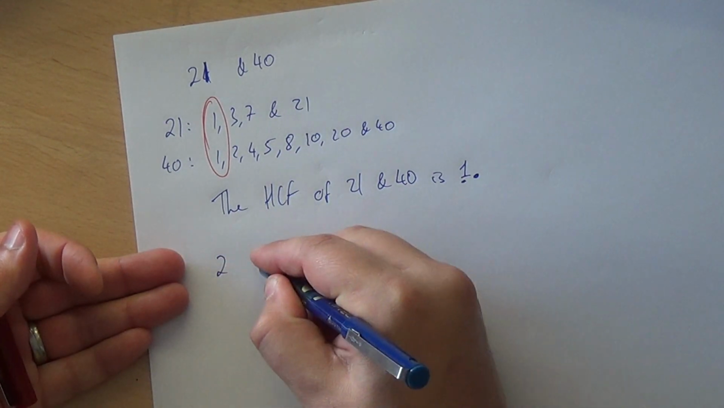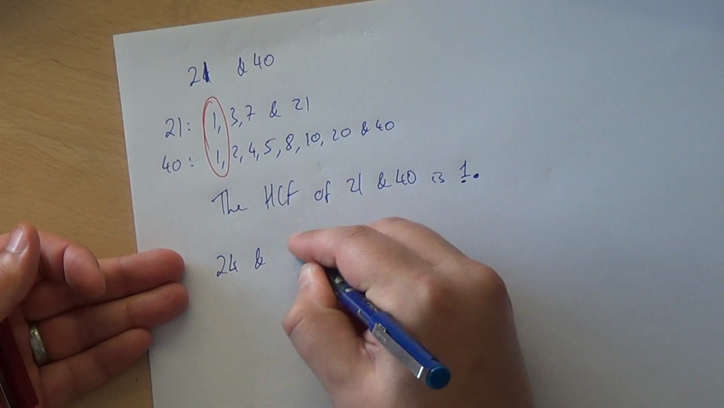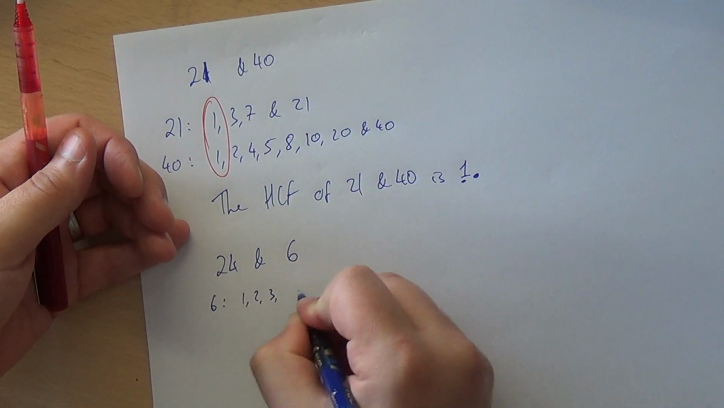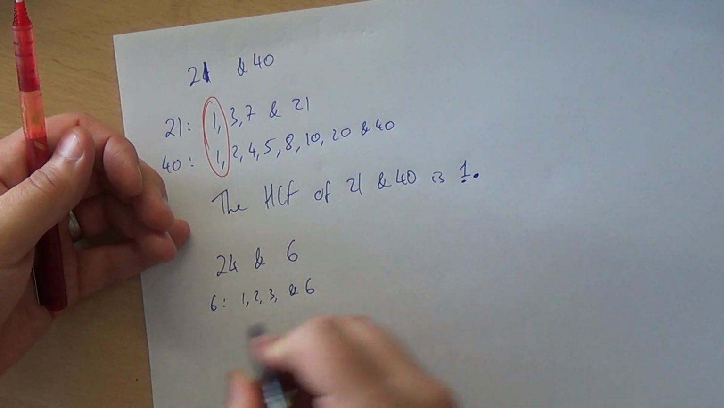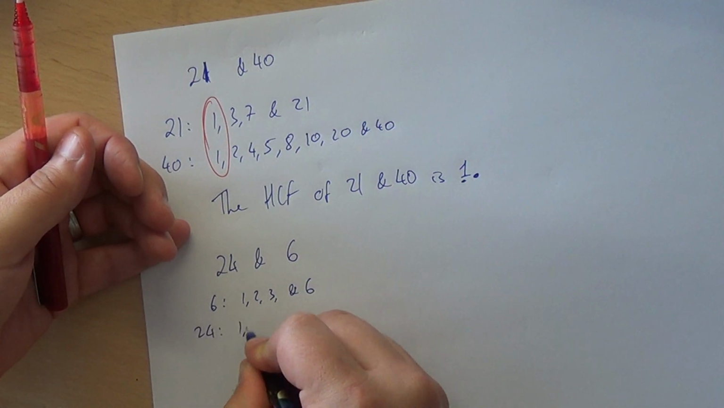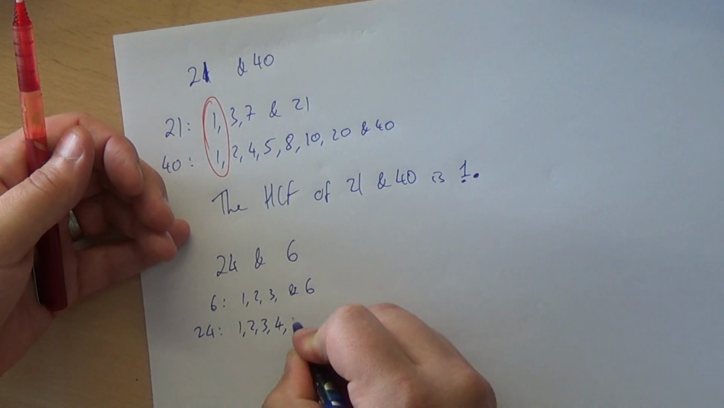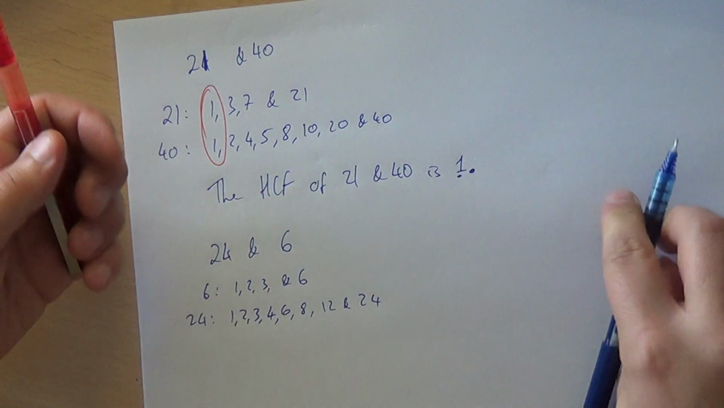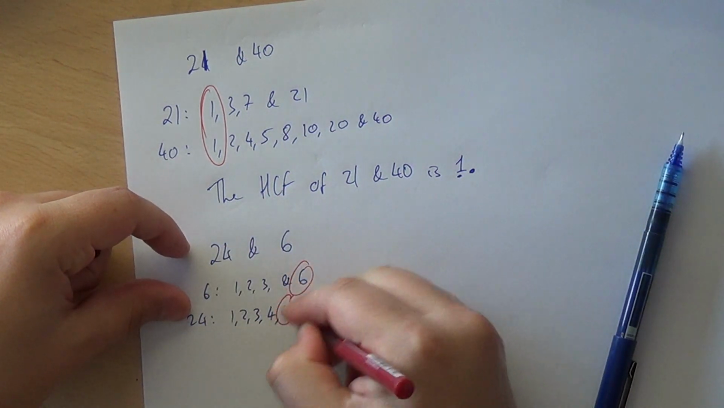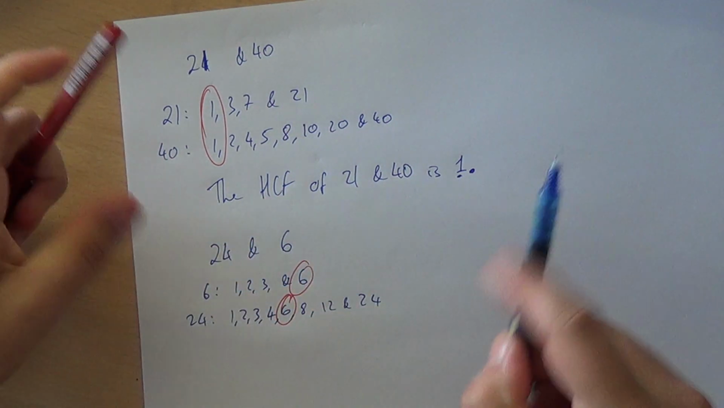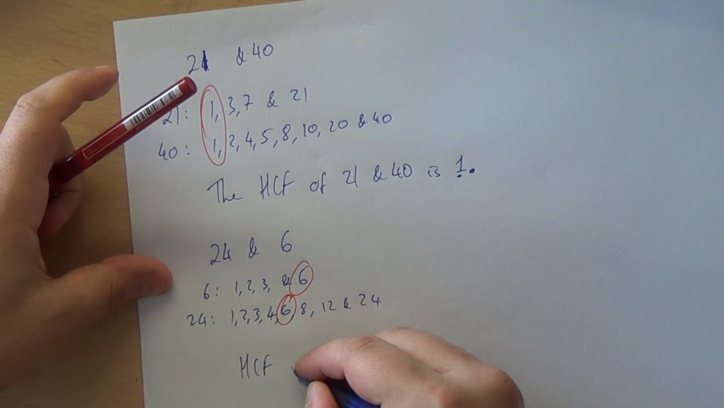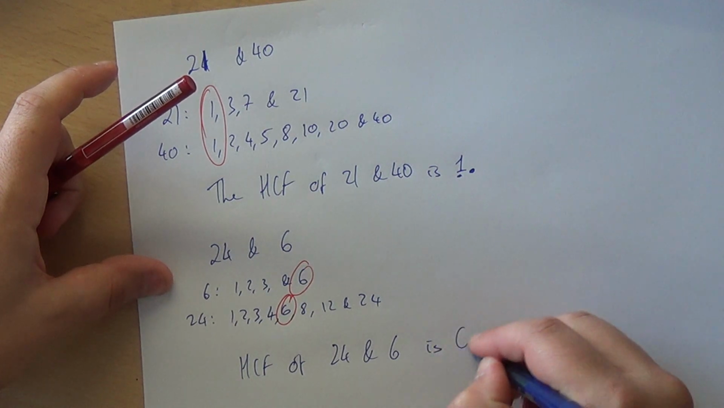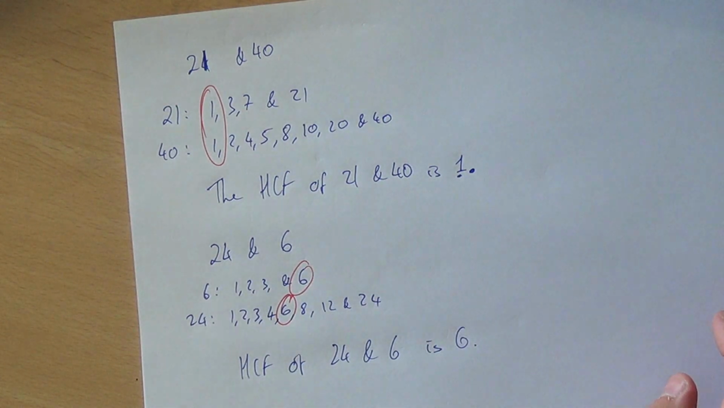And the other one that you might be concerned about is situations like this. The factors of 6 are 1, 2, 3 and 6. Factors of 24 are 1, 2, 3, 4, 6, 8, 12 and 24. And if you look, 6 is in both lists. And so it's perfectly fine for the highest common factor to be one of the numbers you're comparing. Don't panic if that happens either. That's absolutely fine.